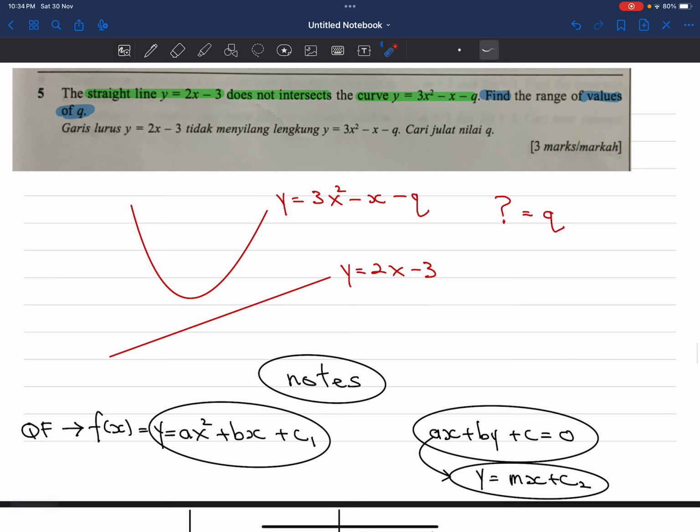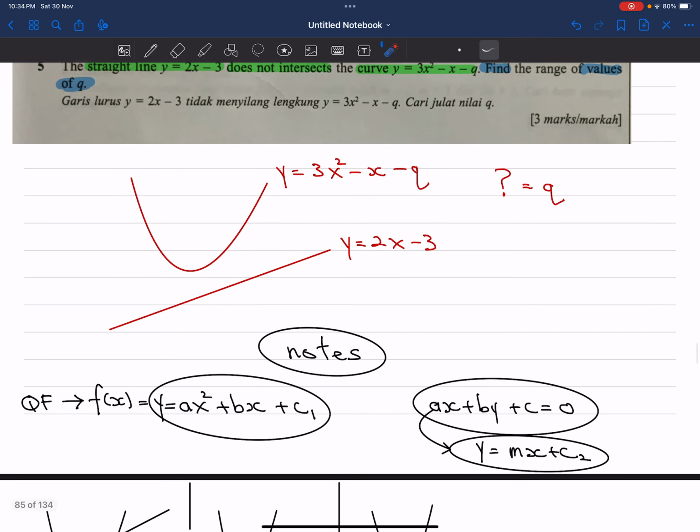Topic, quadratic function. The straight line y equals 2x minus 3 does not intersect with the curve y equals 3x squared minus x minus q. This curve is actually a quadratic function. Question: find the values of q. So I just did step 1.